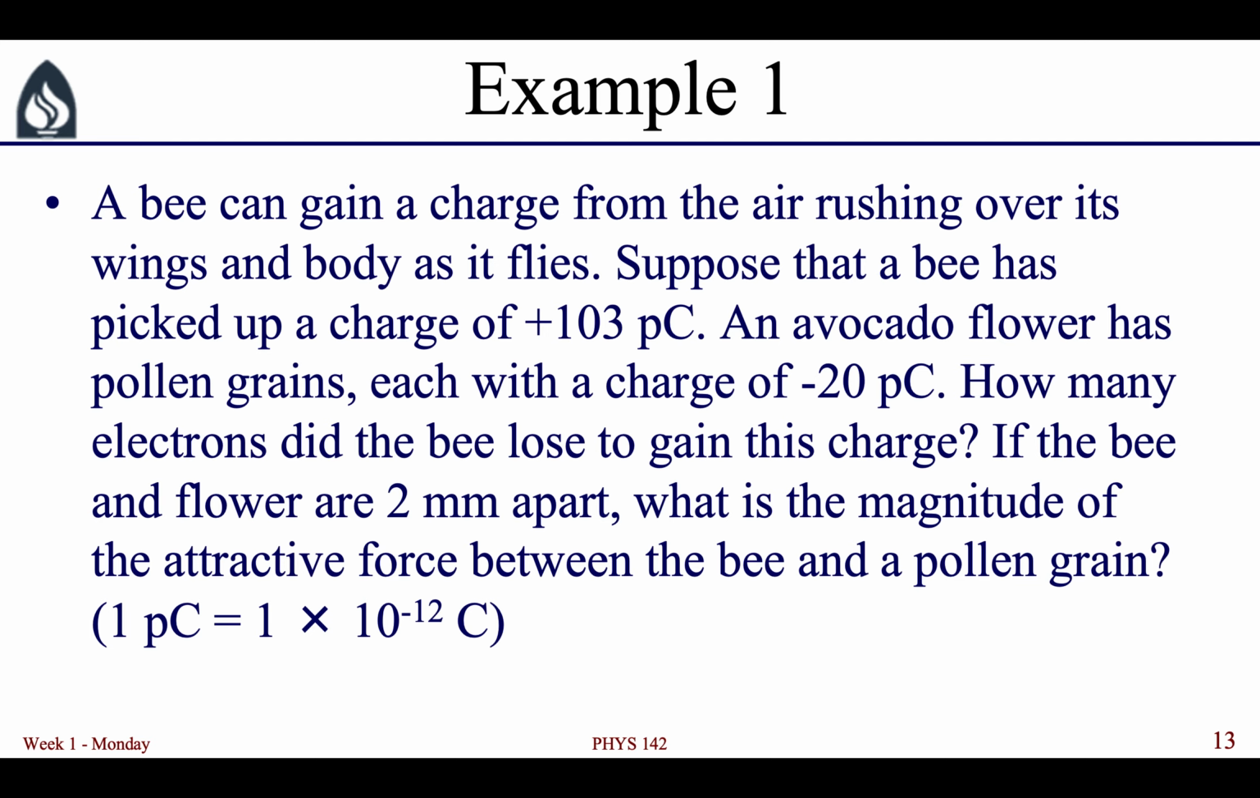So in this first example, we have the fact that a bee can gain a charge from the air rushing over its wings and body as it flies. Suppose that a bee has picked up a charge of positive 103 picocoulombs. An avocado flower has pollen grains, each with a charge of minus 20 picocoulombs. How many electrons did the bee lose to gain this charge? And if the bee and flower are 2 millimeters apart, what is the magnitude of the attractive force between the bee and a pollen grain? And we have the additional fact that a picocoulomb is equivalent to 1 times 10 to the minus 12 coulombs.